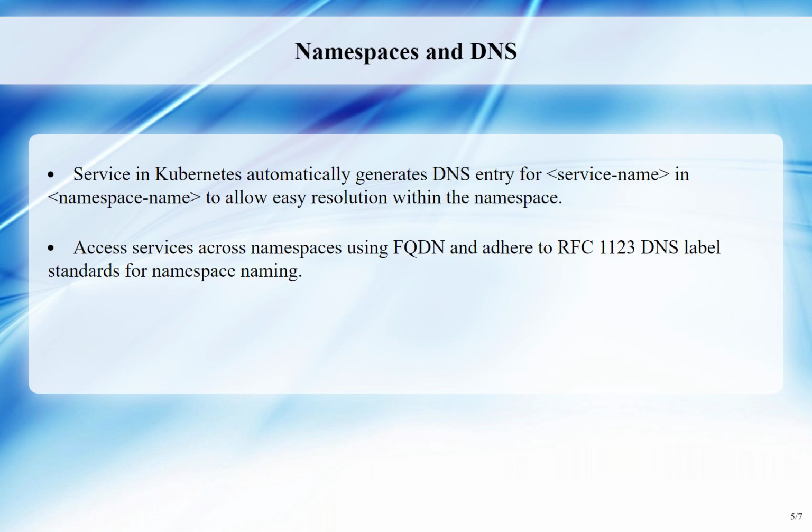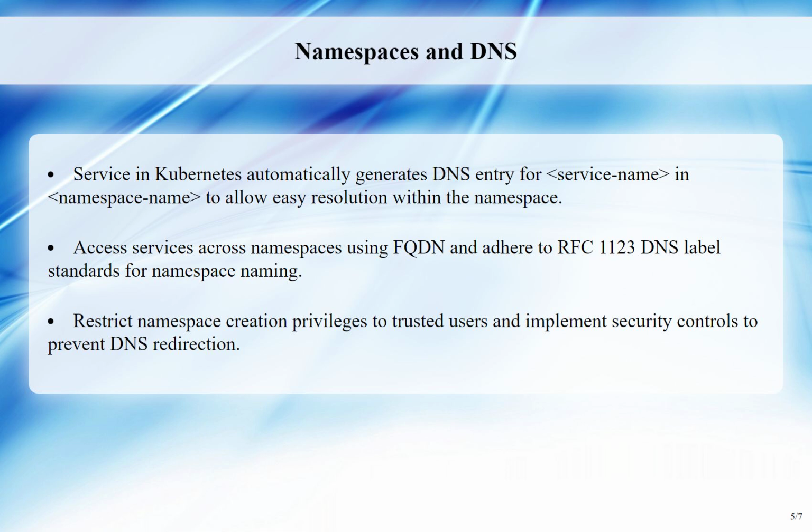It is important to ensure that all namespace names adhere to RFC 1123 DNS label standards to avoid conflicts with public top-level domains. To prevent unintended DNS redirection, restrict namespace creation privileges to trusted users and consider implementing third-party security controls like admission webhooks to block the creation of namespaces with public TLD names.